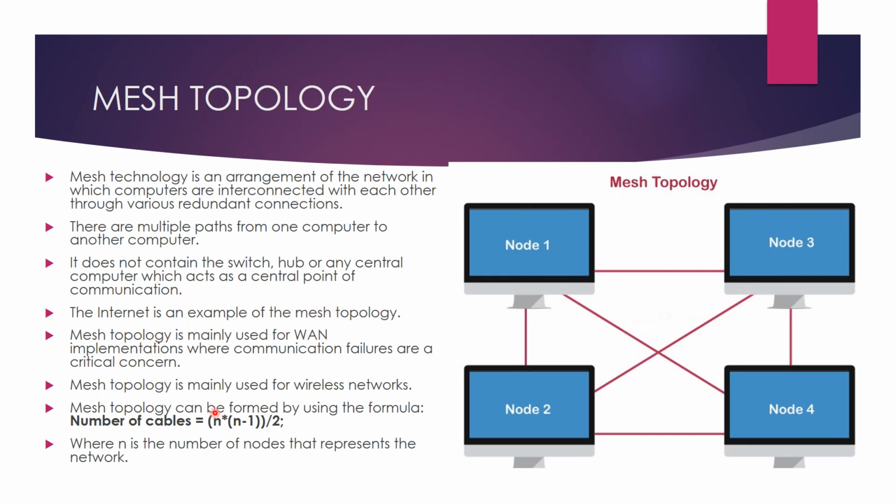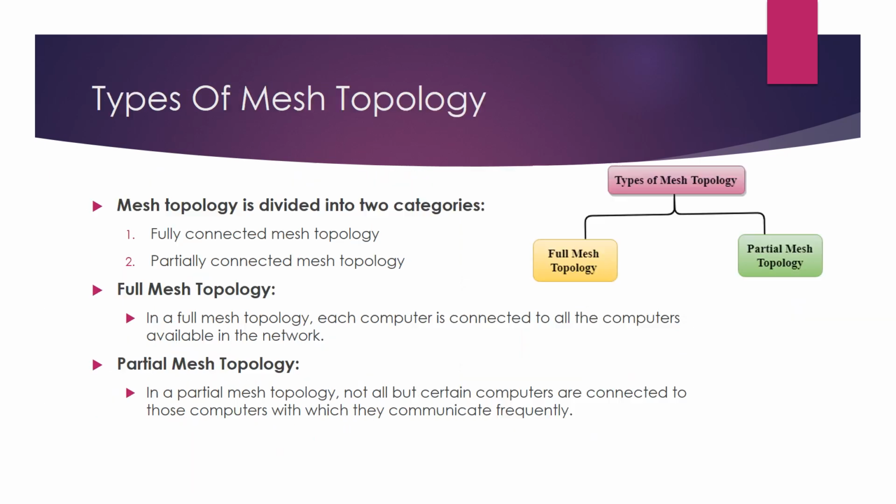The internet is an example of mesh topology, and mesh topology is mainly used for WAN implementation, where communication failures are a critical concern. Mesh topology is also used for wireless networks, and the number of cables can be found using the formula: number of cables equals n multiplied by (n minus 1) divided by 2, where n is the number of nodes in the network.